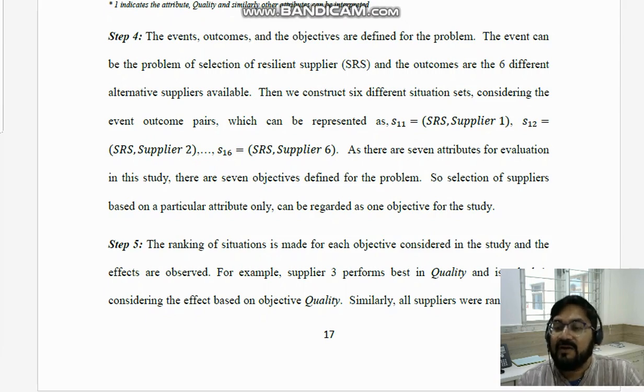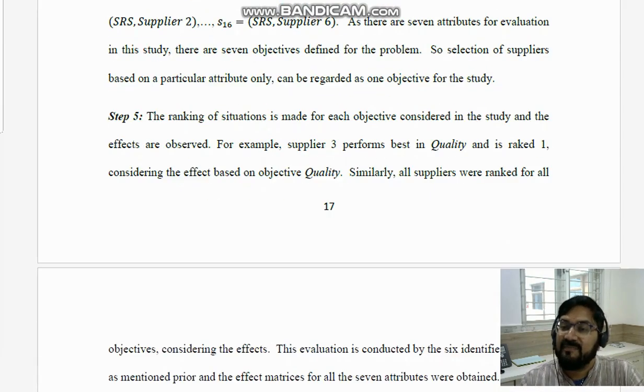And now how are you going to evaluate the situation sets? The situation sets we will be evaluating based on the criteria. So each criterion you are taking as an objective for evaluation. So who is performing best in quality will be ranked 1, and who is performing best in another criterion, say cost, will be ranked 2. Similarly, we will be doing the evaluation.